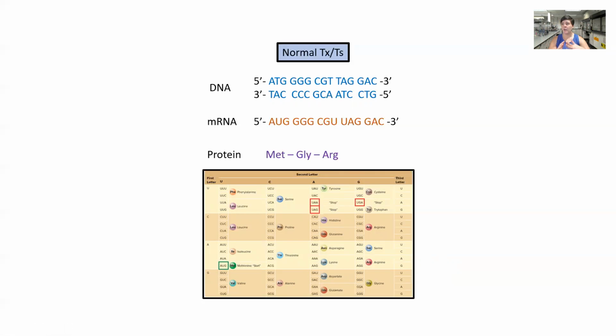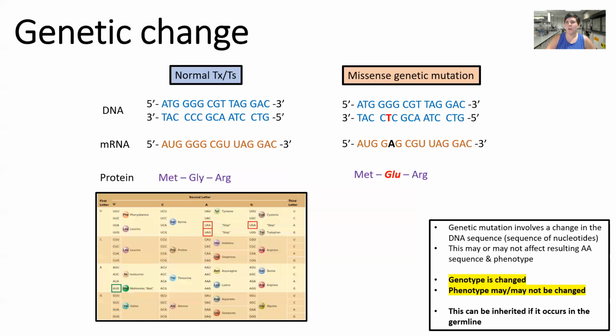From DNA to RNA, it's via complementary base pairing. Based on those complementary base pairs, you get mRNA, and the sequence of your mRNA directs which amino acids are going to be in a sequence, and thus what protein you're going to have. So that's normal transcription and translation.